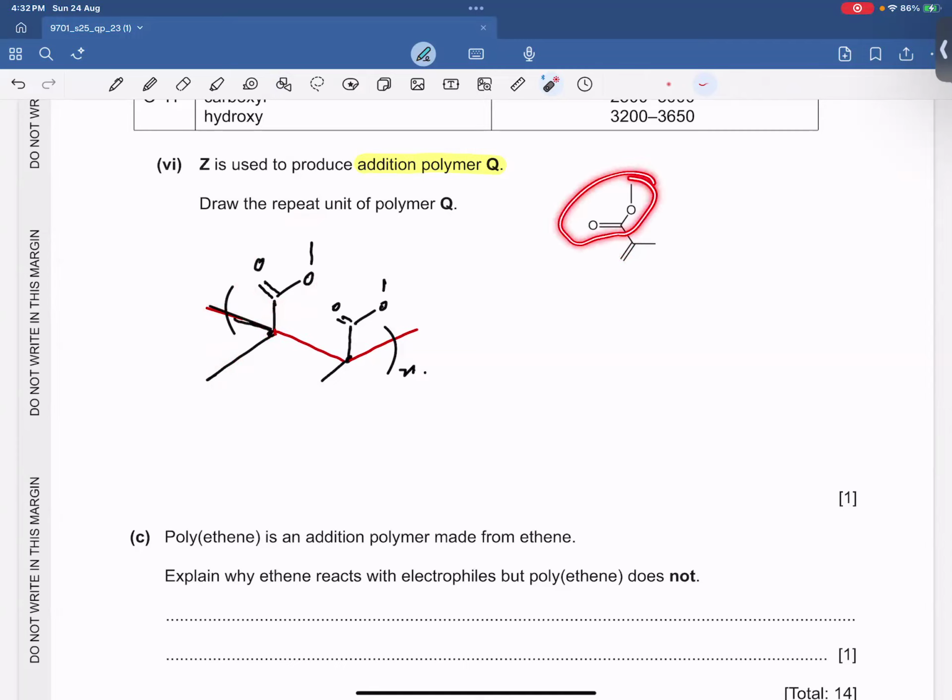Now this group will remain as it is. This is a carbon atom. This is a carbon atom. This is CH3. This is CH3. And this double bond will turn to a single bond here.